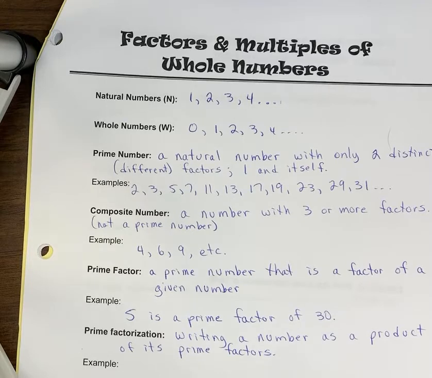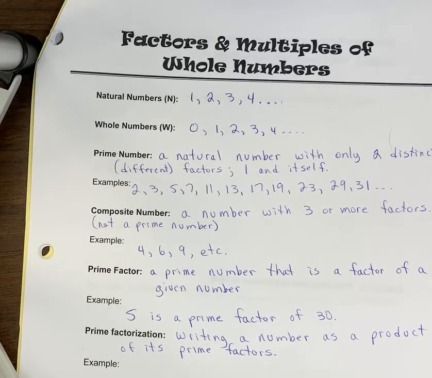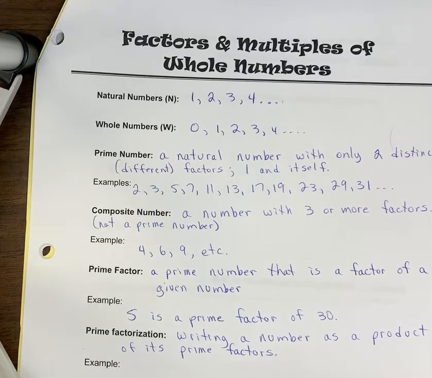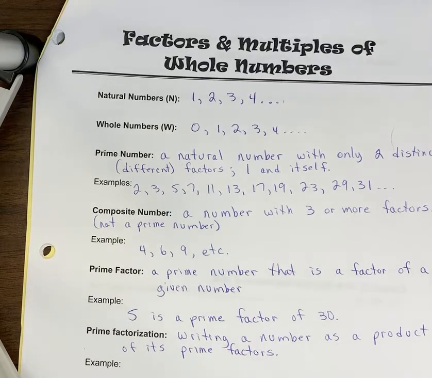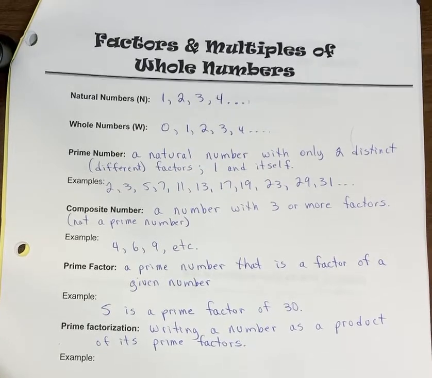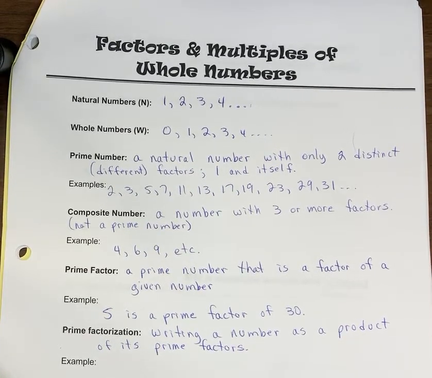Whole numbers is the same idea, except that 0 is now included. So when we refer to the whole number system, we're talking about 0, 1, 2, 3, 4, 5, 6. So again, no negative numbers yet, no fractions or decimals, right? So when we're talking about these two, we'll look at other number systems later, but that's what those two refer to.